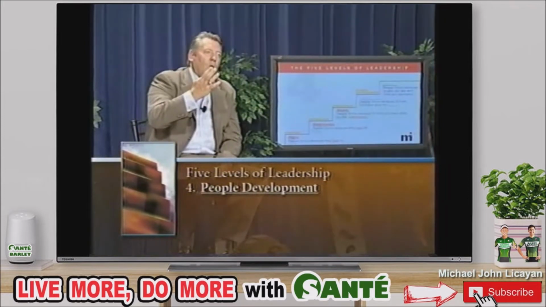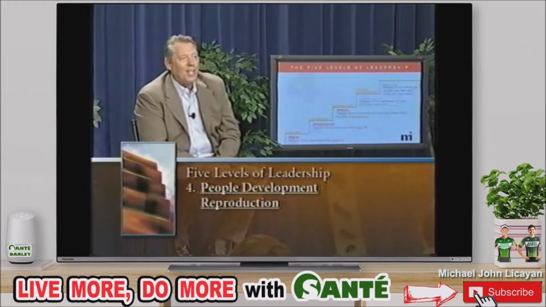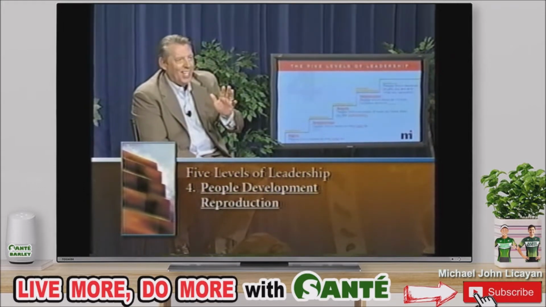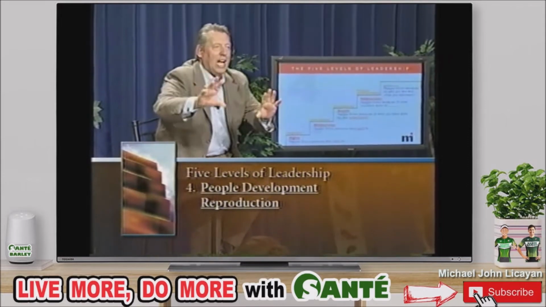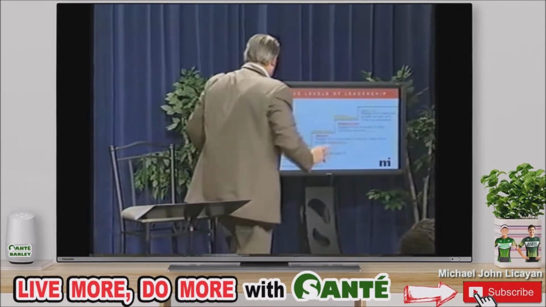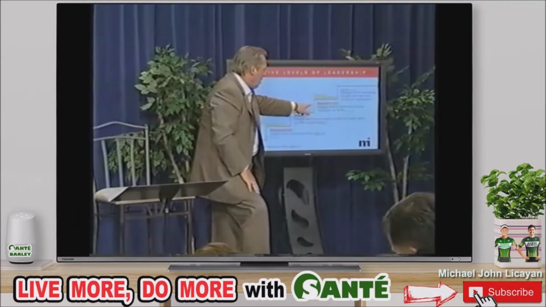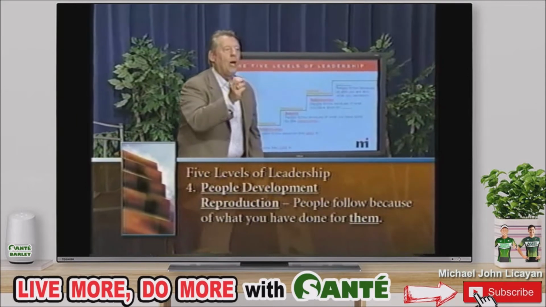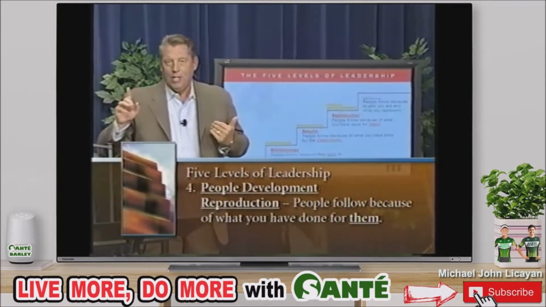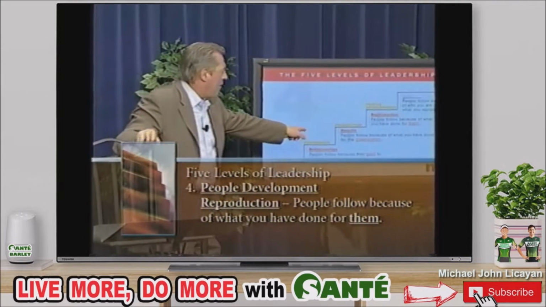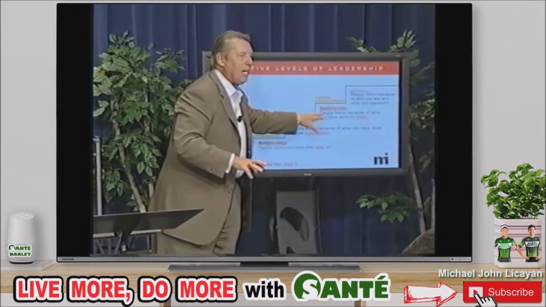And at level number 4, when you're developing people, the key word is reproduction. Now you're beginning to reproduce yourself. In fact, I want to make sure you understand the difference in these levels. You see, at level number 4, the people development level, people follow you because of what you have done for them. Now notice the difference. At level number 3, people follow you because of what you've done for the organization. At level number 4, people follow you because of what you've done for them.